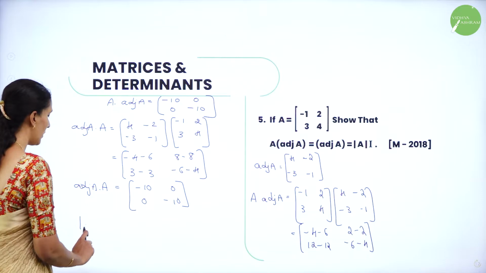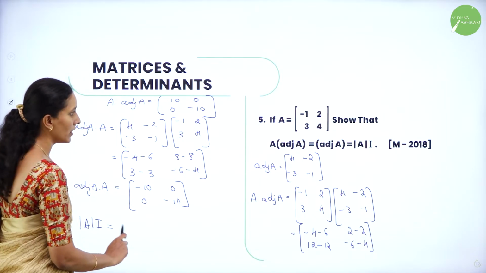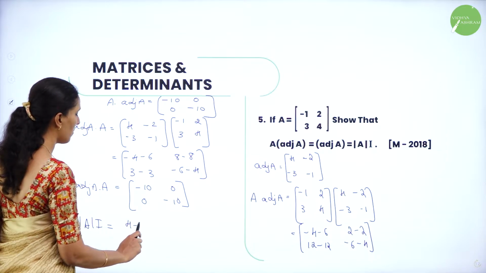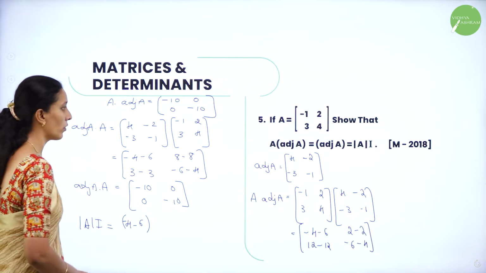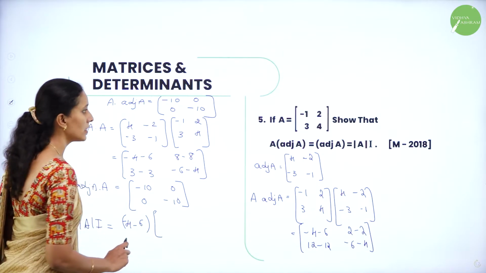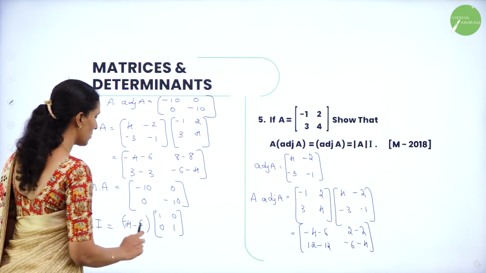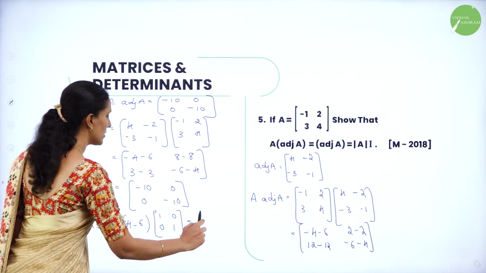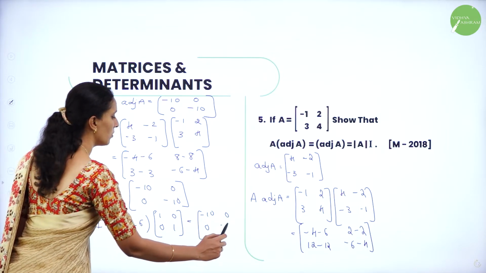Now let's check determinant A into I. Determinant A is minus 1 into 4 is minus 4, minus 3 into 2 is minus 6. So minus 10 it is. Into I is, since we have taken a square matrix, it is 1, 0, 0, 1. Minus 10 into 1, 0, 0, 1 is minus 10, 0, 0, minus 10.